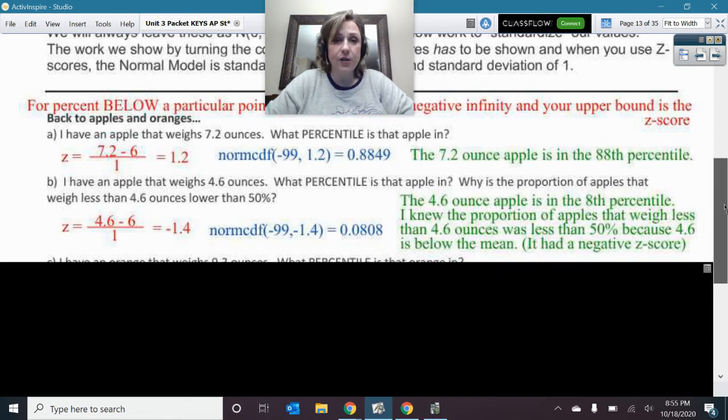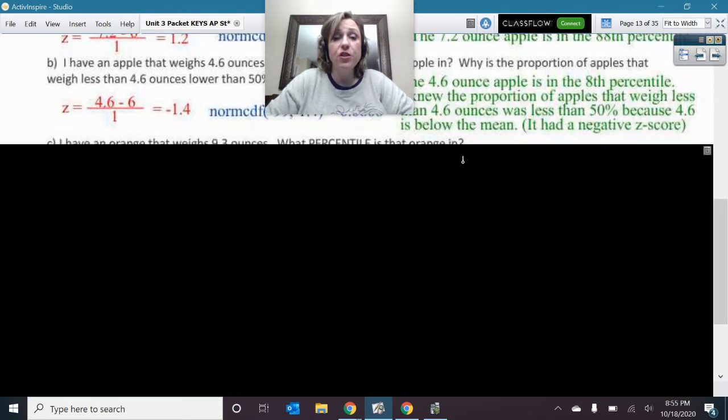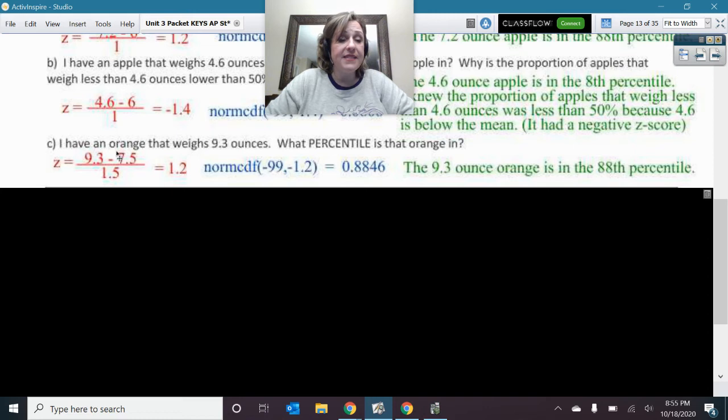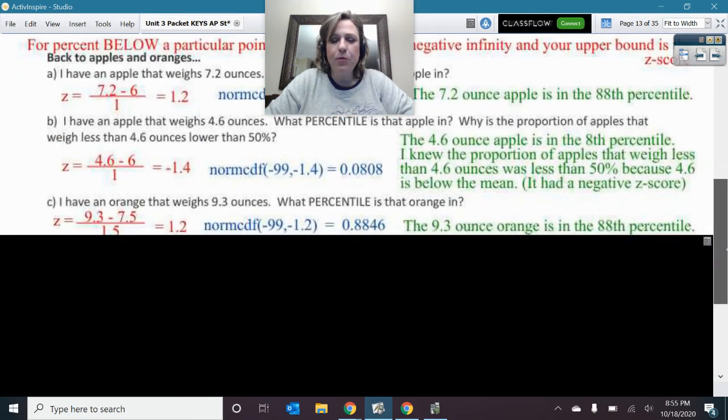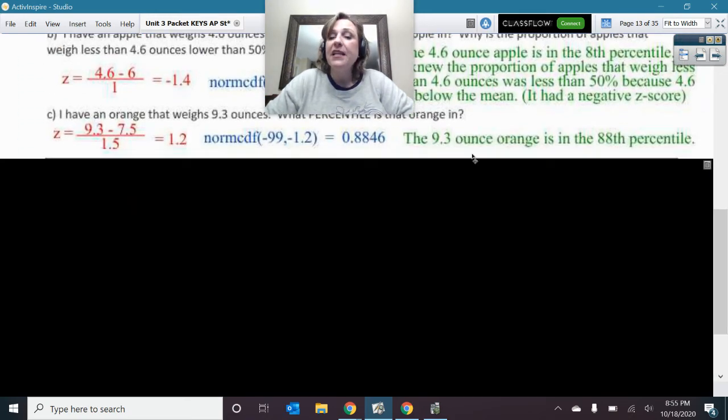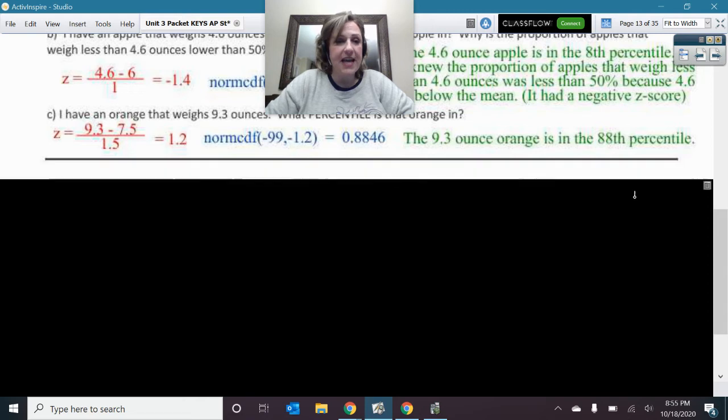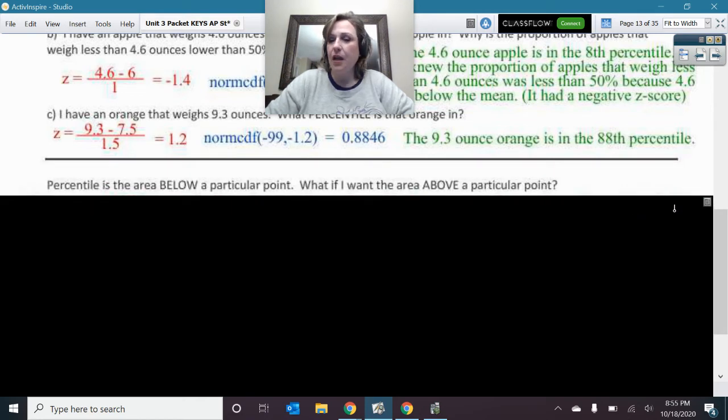All right, so now here's the orange. We're switching over now to the orange's mean of 7.5 and its standard deviation of 1.5. And notice it was 1.2. I think I must have put that in wrong because it should be 0.8849, just like up above. And so it is also in the 88th percentile, like that apple. Okay. So now that was area below, going from negative infinity up to that z-score.